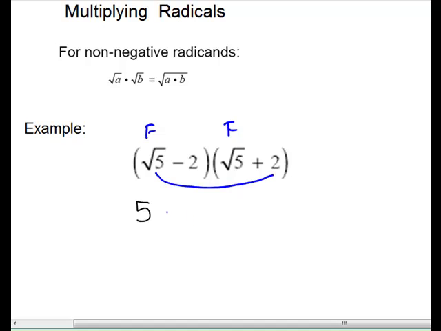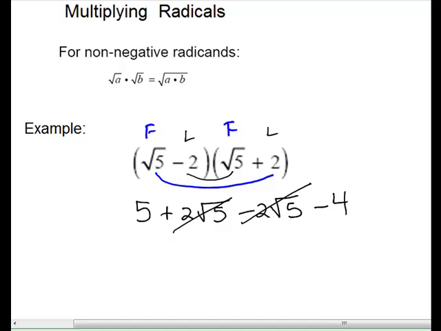2 times the square root of 5. 2 goes on the outside. Then we'll go inside. -2 times the square root of 5. And then we'll do last. -2 times 2 will give us a -4. And our outside and inside terms are going to cancel on this one. And we can combine 5 minus 4 to get 1.